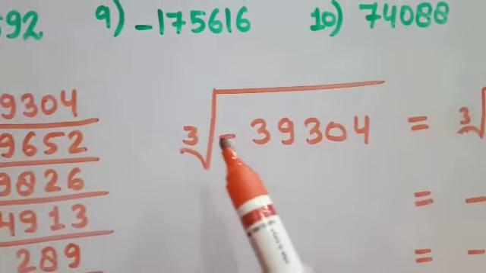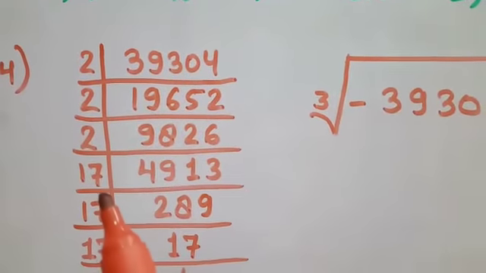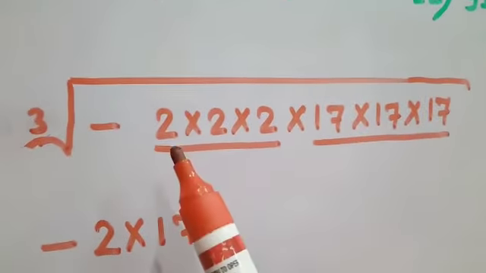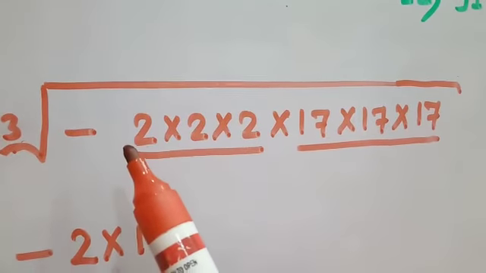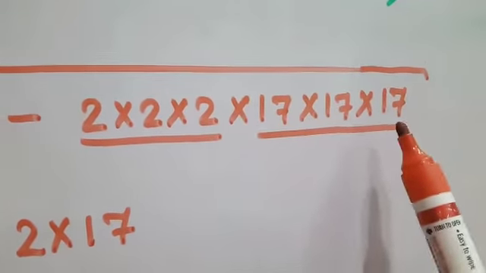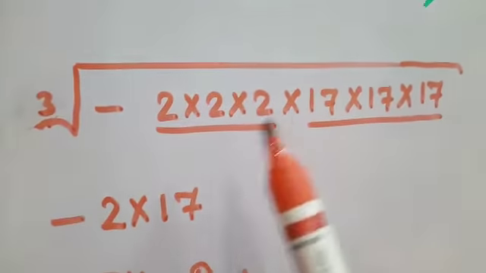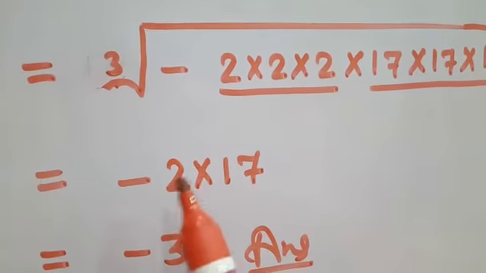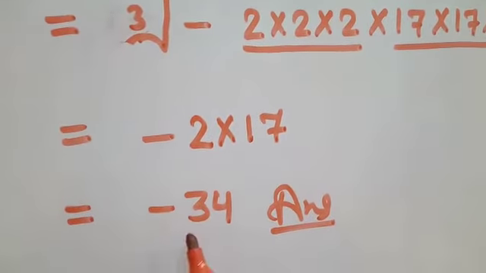So the cube root of minus 39,304 is equal to the cube root of 2 times 2 times 2 times 17 times 17 times 17, multiplied. Now we will make triplets of the same three numbers. First triplet 2 into 2 into 2, and second triplet 17 into 17 into 17. When these triplets come out from the cube root, they will be single. Minus 2 into 17, minus 34.